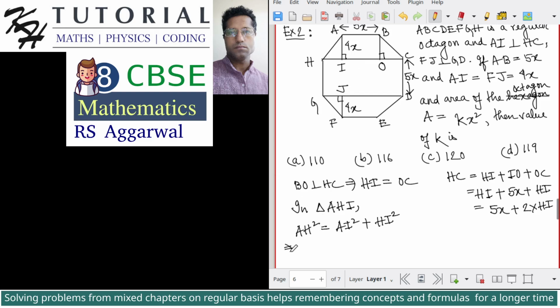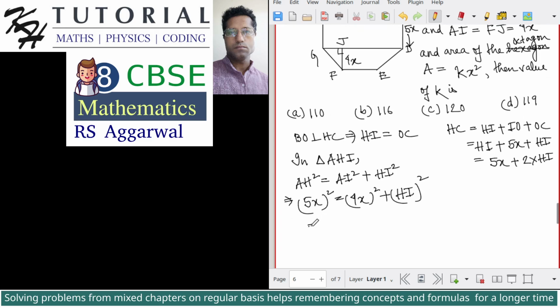So this implies, what is AH? AH is each side of the polygon, which is 5x. So we have 5x square is equal to what is AI? AI is given as 4x square, and we have HI square. Solving this for HI, we will get HI square is equal to 25x square minus 16x square, which is 9x square. So this implies HI will be equal to square root of 9x square, which is 3x.